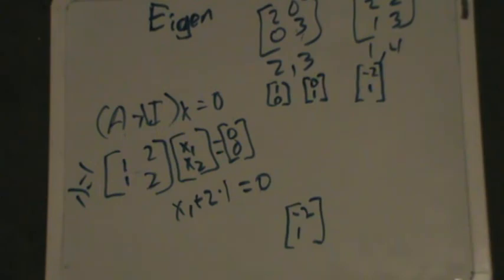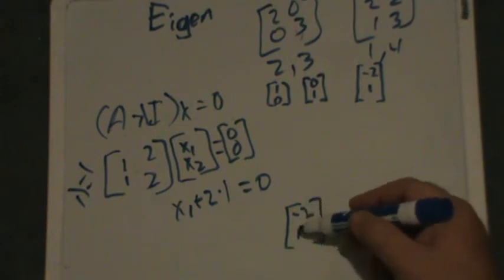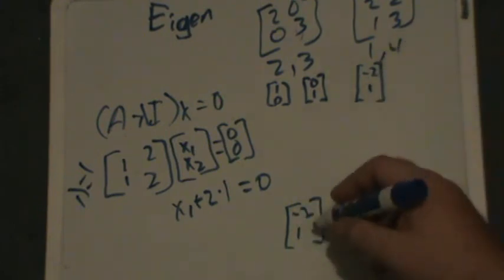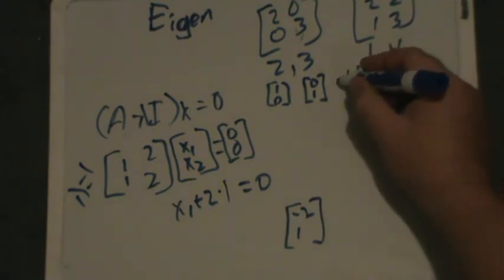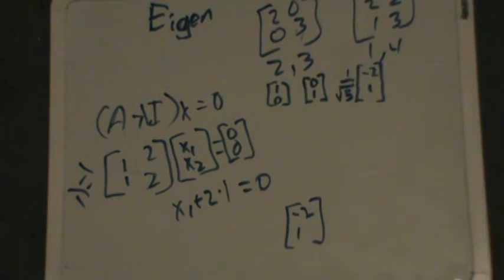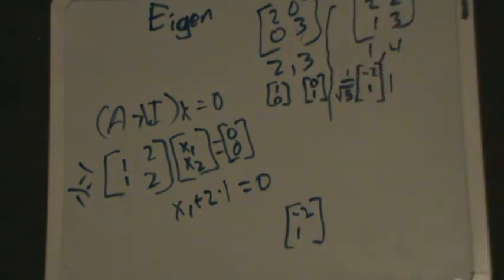And then if you want to normalize it, all you have to do is square the first, square the second, and add them together. So that's 4 plus 1 is 5. So this is length square root of 5. So all I have to do is divide by length square root of 5. And now I have a normalized vector in the right direction.